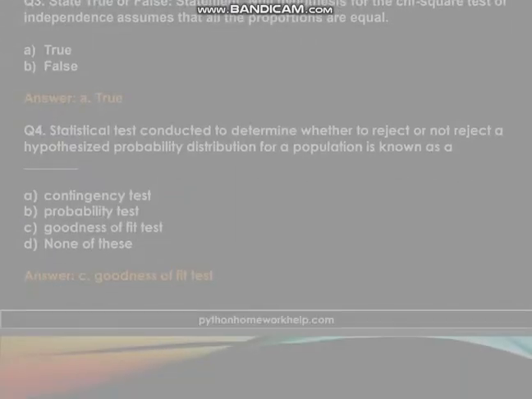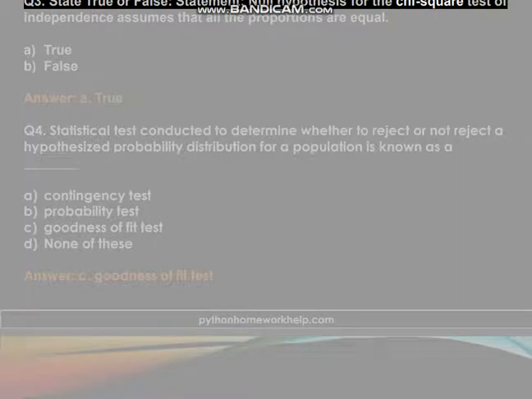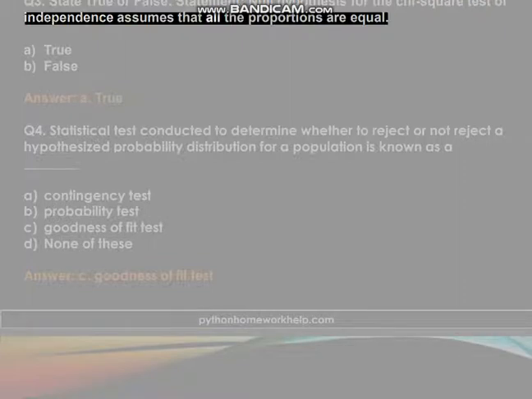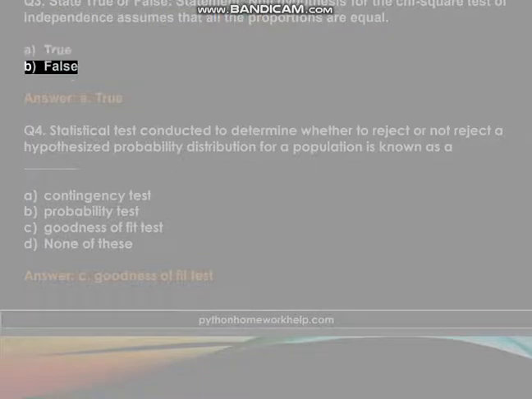Q3. State true or false statement. Null hypothesis for the chi-square test of independence assumes that all the proportions are equal. A. True, B. False. Answer A. True.